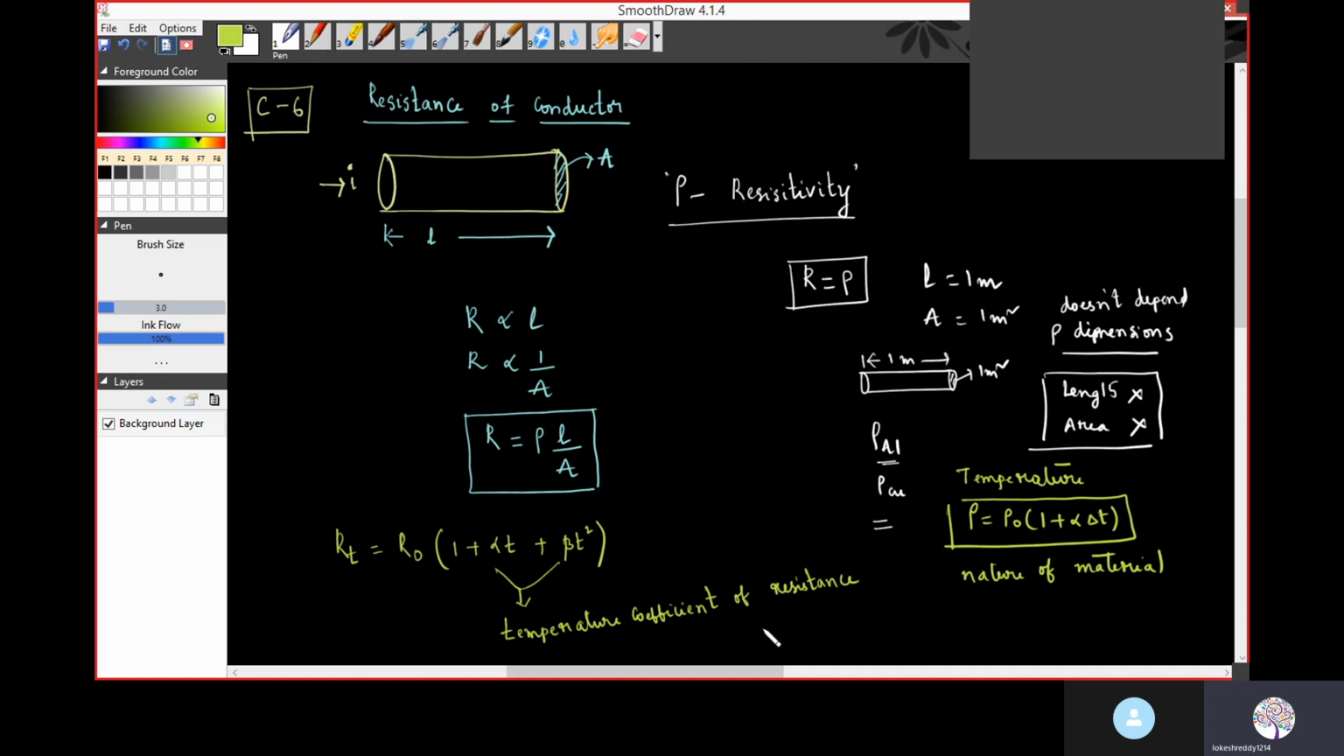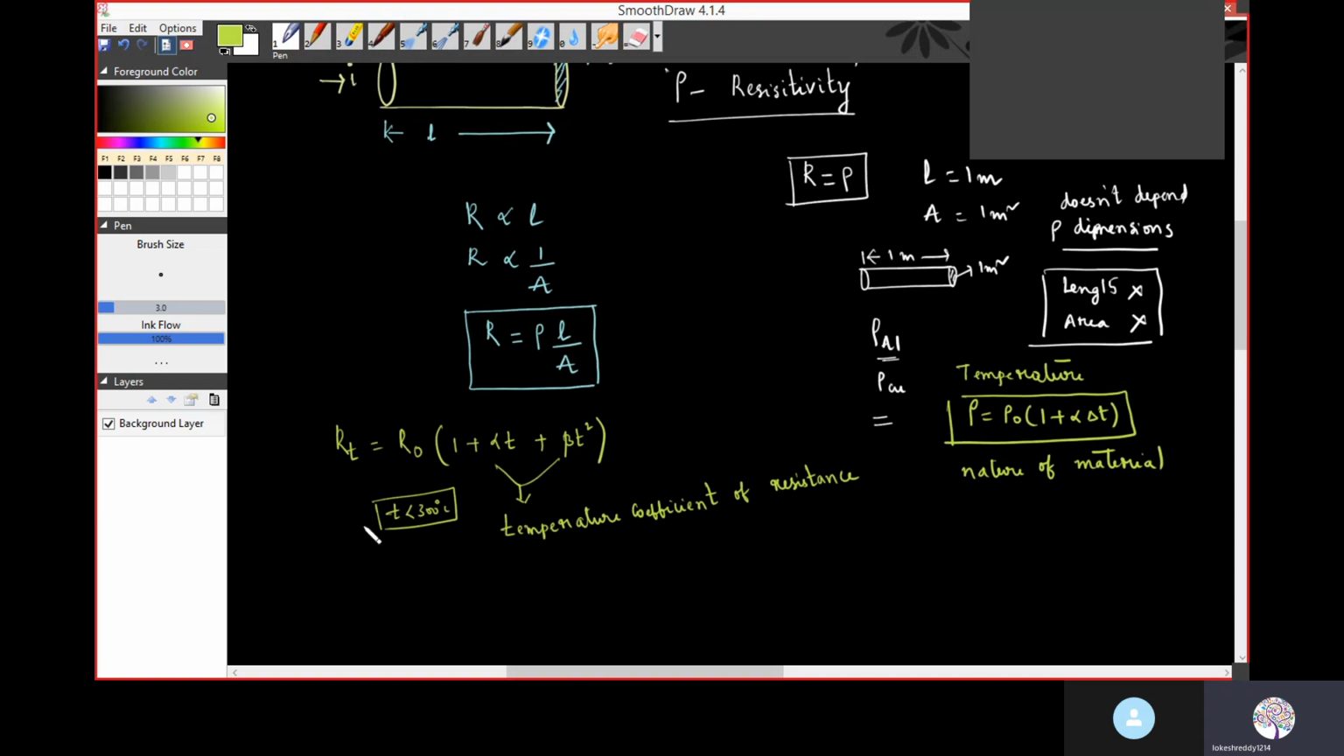If T is less than 300 degrees centigrade, which is usually the case, we need not go with all of this, and we can just write R_T is equal to R naught into 1 plus alpha delta T, where T is the rise in temperature here. Delta T also you can write.